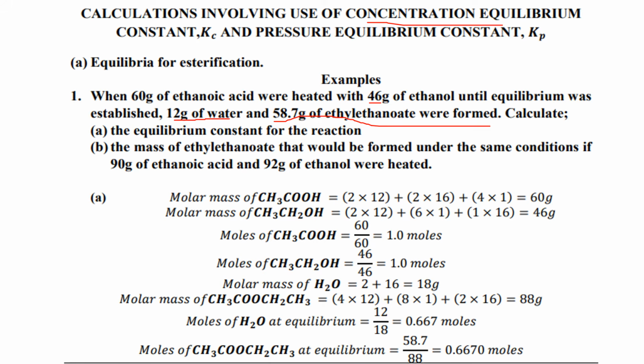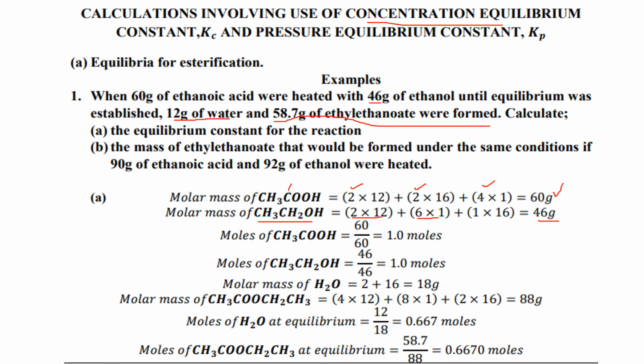Since we are given mass, we have to find the moles. And how do you do that? By getting the given mass divided by the RFM. The RFM is the same as molar mass. So the molar mass of ethanoic acid is got by 2 times 12 because you have 2 atoms of carbon, plus 2 times 16 because you have 2 atoms of oxygen, plus 4 times 1 because you have 4 atoms of hydrogen. Using a calculator, you end up with 60 grams in total. You find the molar mass for ethanol. It's going to be 2 times 12 because you have 2 atoms of carbon, 6 times 1 because you have 6 atoms of hydrogen, and 1 times 16 because you have 1 atom of oxygen. So you are going to end up with 46 grams.